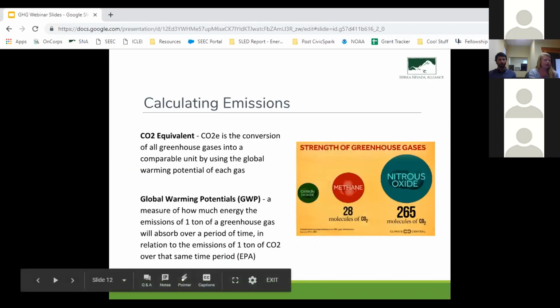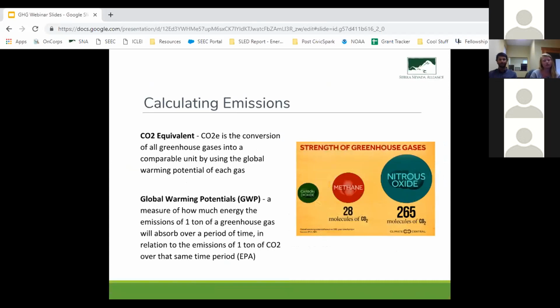All right, so calculating emissions. In greenhouse gas inventory reporting, CO2 equivalent is the unit used for reporting. So CO2 equivalent, quick definition, is the conversion of all greenhouse gases into a comparable unit by using the global warming potential of each gas. And a quick definition from the EPA of global warming potentials is a measure of how much energy the emissions of 1 ton of a greenhouse gas will absorb over a period of time in relation to the emissions of 1 ton of CO2 over that same time period.